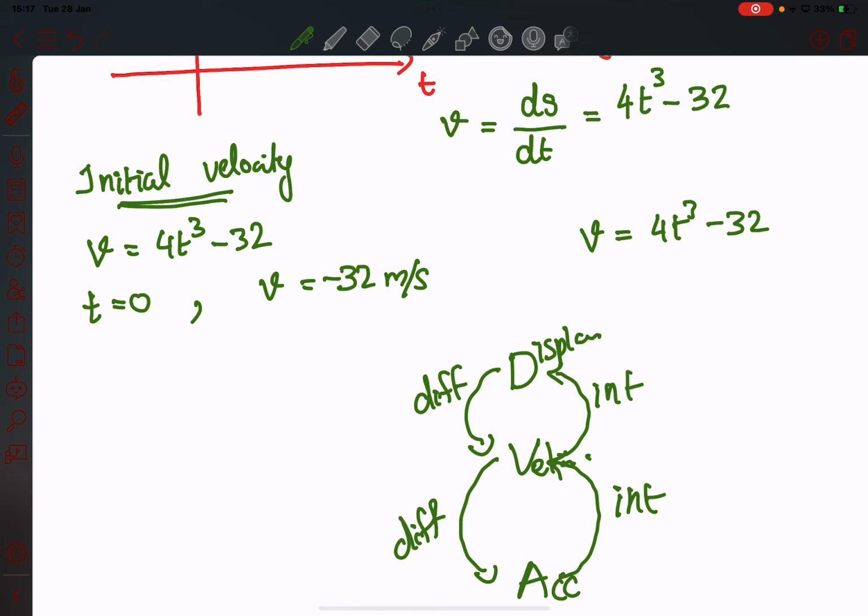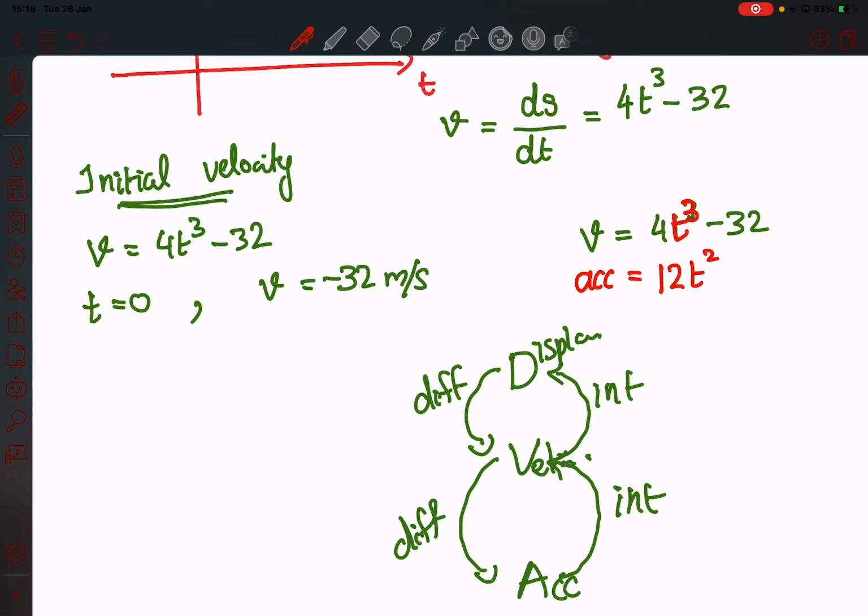Right, so if you think about it, I have velocity now. I want to figure out what is acceleration. Yusuf, what would 4t cubed differentiate to? 12t squared. Jatin, what would minus 32 be? It would disappear because a constant term doesn't really have an acceleration.